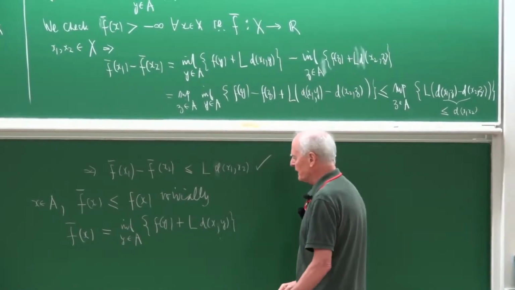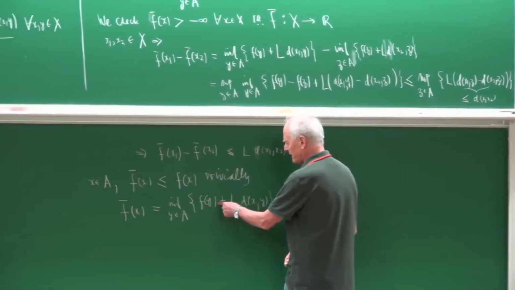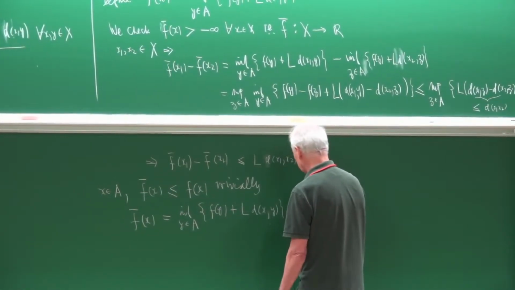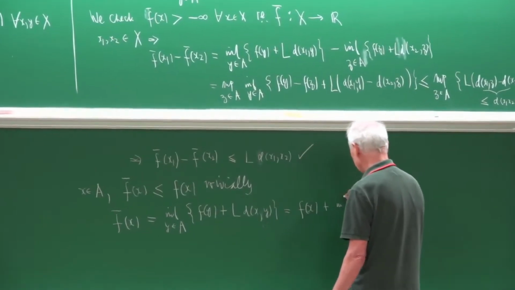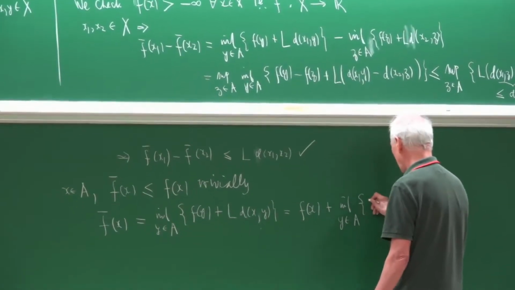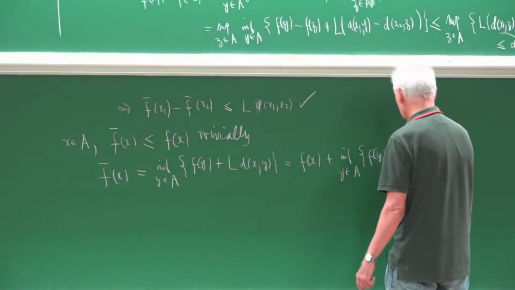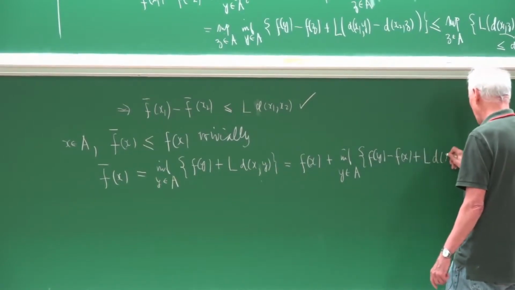And now here's the trick in this case. You simply add and subtract the fixed term f(x) here. So this can be rewritten as f(x) plus the inf over y in A of f(y) minus f(x) plus L times d(x,y).